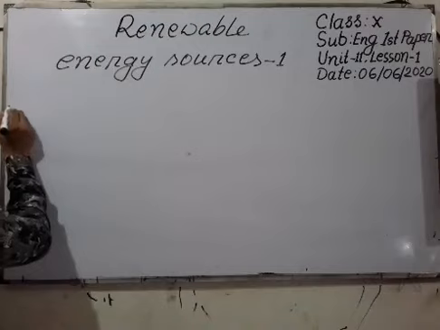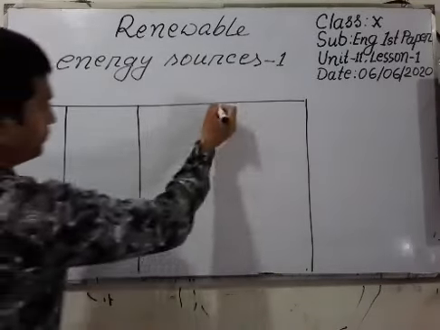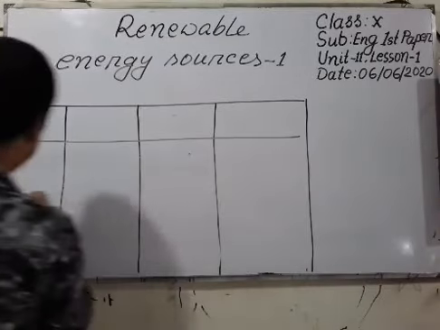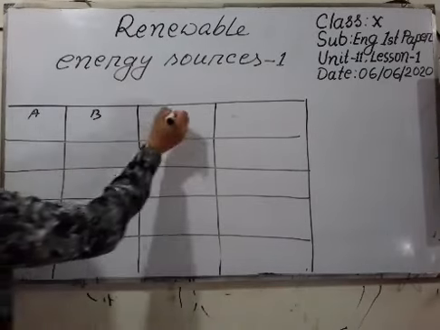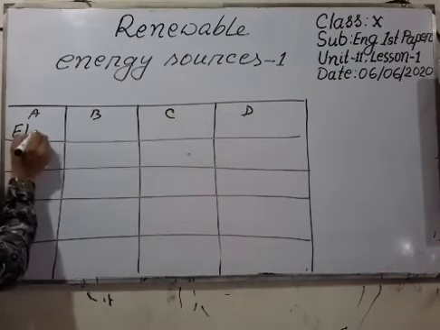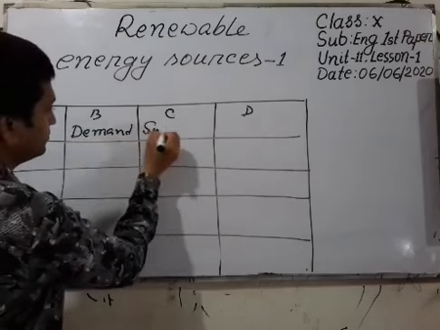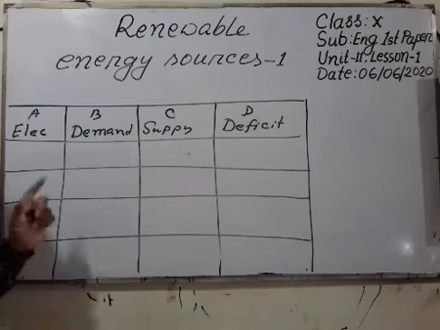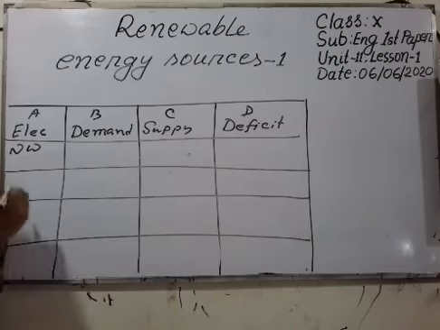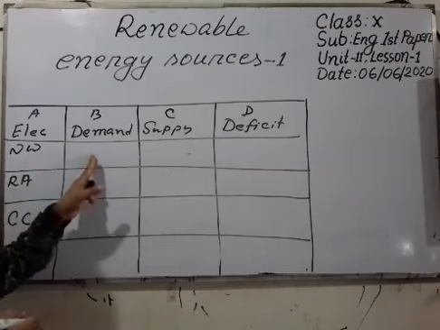The students, now I'm drawing a table here. It will be 4 columns and also 4 rows. Okay, column A, B, C and D, and it is electricity, and right here in short, and here will be demand, and here supply, and it is deficit. Okay, you'll find all this information in the text. This one, it is nationwide, it is rural area, and it is capital city.